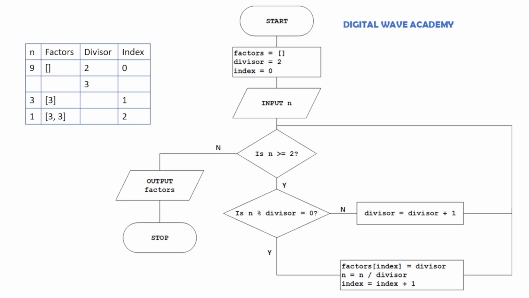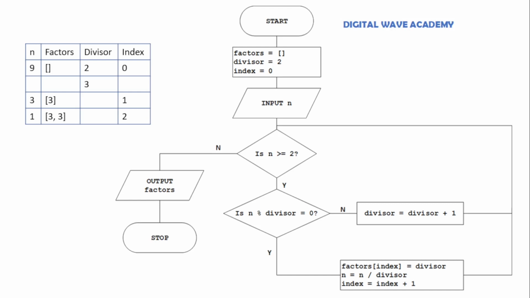But if n is not divisible by the divisor, then we increment the divisor by 1 and start the loop again by checking whether n is greater than or equal to 2, and we continue until we get 1 as the value of n, whereby n is no longer greater than or equal to 2. In that case, the program will stop. I have an example to explain this solution further.